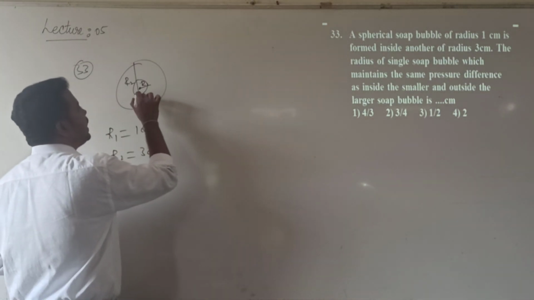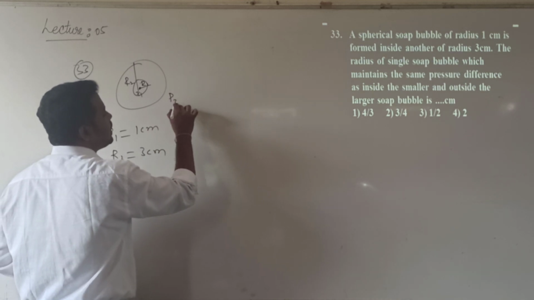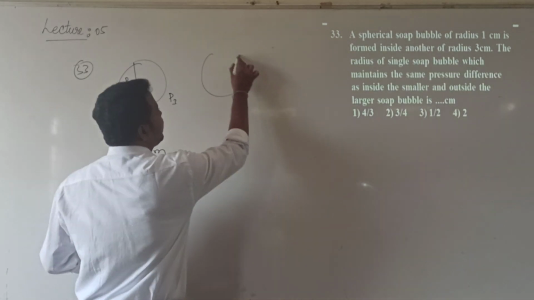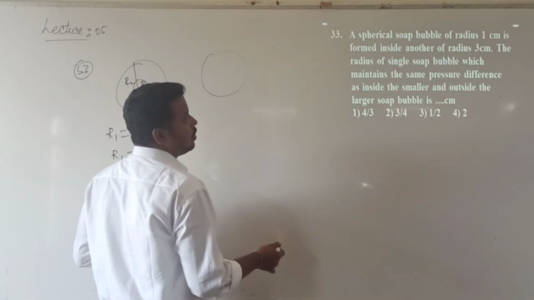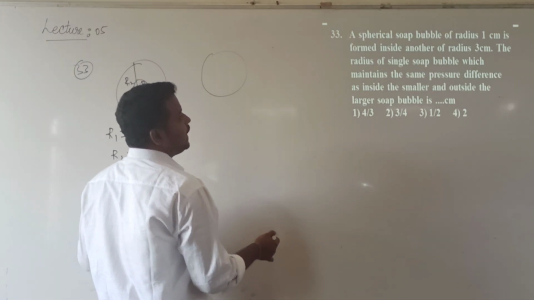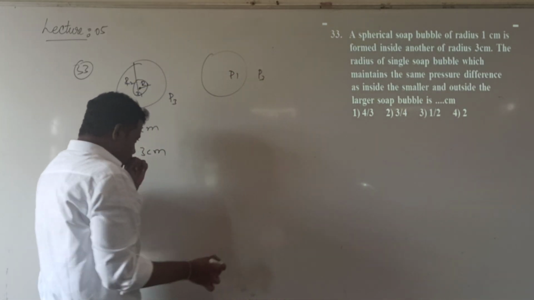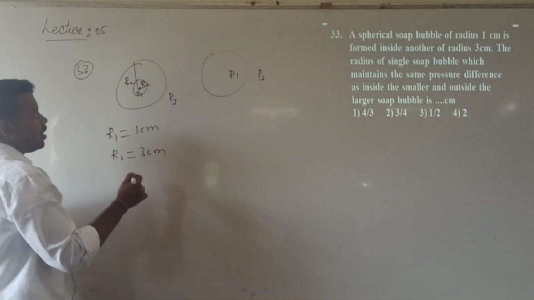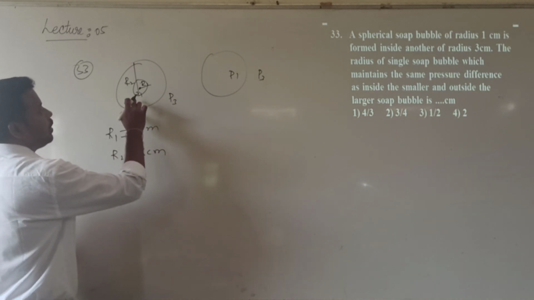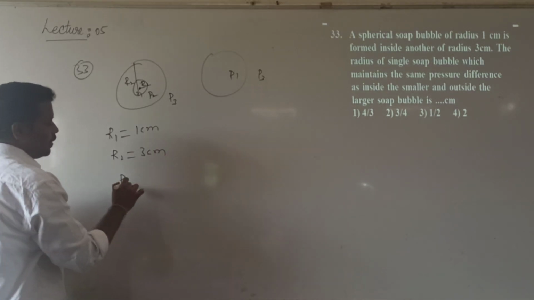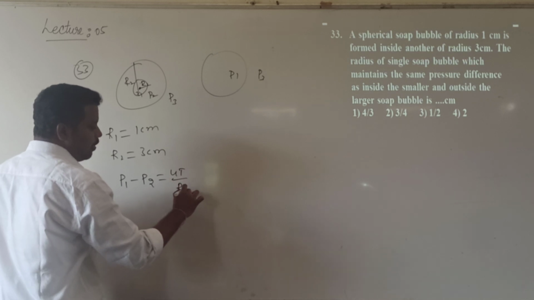Now the pressure inside the inner bubble, can I call it P1? The pressure outside the bigger bubble, can I call it P3? They are asking us to calculate the excess pressure inside another soap bubble which maintains the same pressure difference. So the pressure difference is between P1 and P3. We have written this formula directly. So here we will get P1 minus P3. Actually, if I call this P1, this is P2. And what is the formula for P1 minus P2? P1 minus P2 is equal to 4 into T by R1.